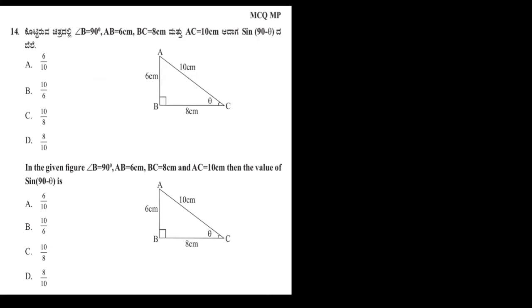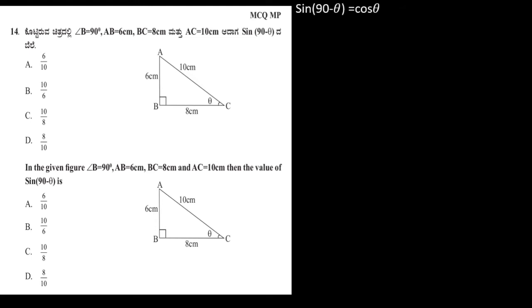14th one. In the given figure, angle B is equal to 90 degrees, AB is equal to 6 cm, BC is equal to 8 cm, and AC is equal to 10 cm. Then the value of sin 90 minus theta is. Here they gave a diagram and they said to find out sin 90 minus theta. Sin 90 minus theta we can write as cos theta, because cos 90 minus theta value is sin theta, sin 90 minus theta value is cos theta.